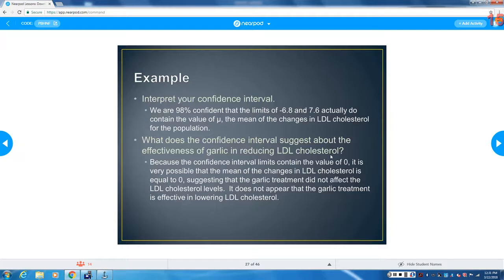So we're saying because the confidence interval limits contain the value of 0, it's very possible that the mean is equal to 0, suggesting the garlic treatment did not affect the LDL cholesterol levels. So it does not appear from the confidence interval that the garlic treatment is effective in lowering LDL cholesterol.